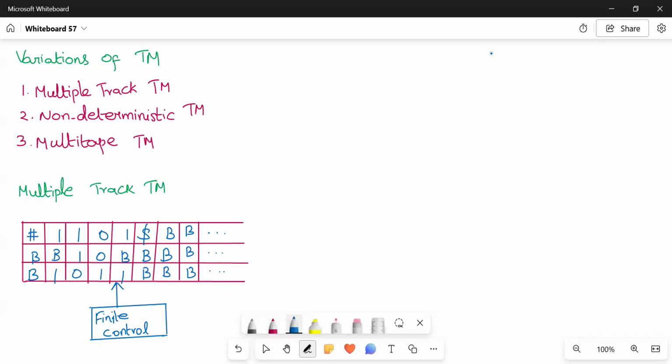Hello everyone. In this lecture, we are going to discuss variations of Turing machines. There are several variations of Turing machines. We are going to discuss only three: multiple track Turing machine, non-deterministic Turing machine, and multiple tape Turing machine. So we will discuss them one by one.